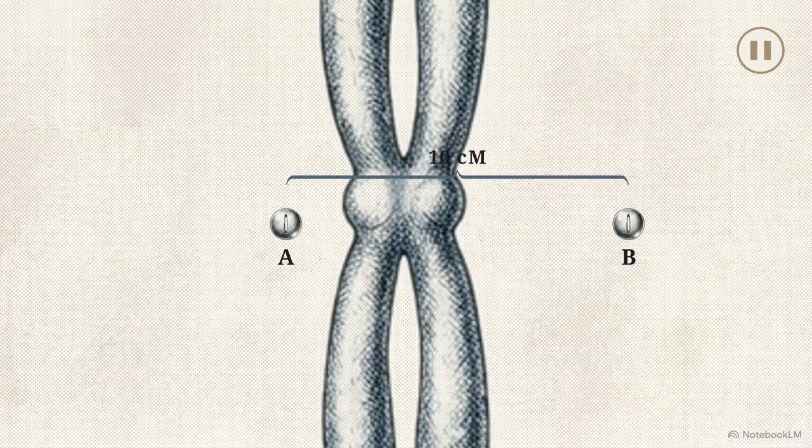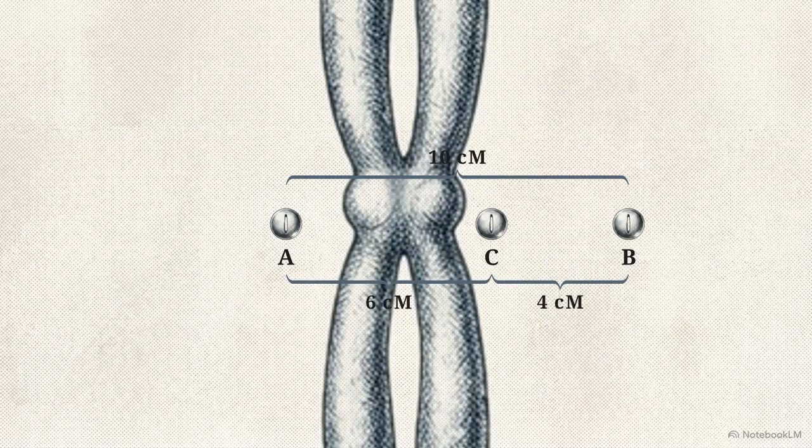Pause the video here. Using all the frequencies provided, try to determine exactly where gene C and gene D fit on this line. Let's solve for gene C first. It is 6 units from A and 4 units from B. Because 6 plus 4 equals our total span of 10, gene C must sit directly between them.